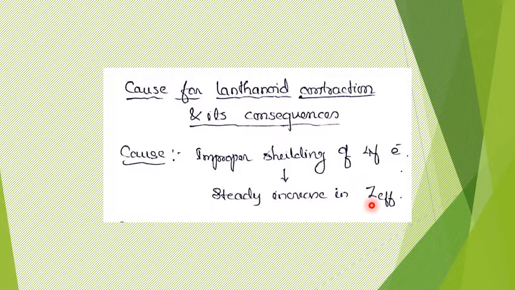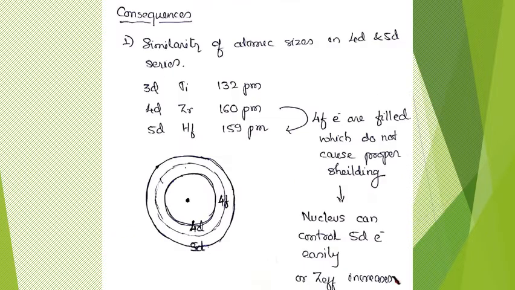And when effective nuclear charge, or Z effective, increases along the series, size also decreases. Right? We can look into this fact in more detail with an example, or when we go to consequences. There we shall see this improper shielding, its meaning, and how exactly it results in lanthanoid contraction. All those things we shall understand in consequences.